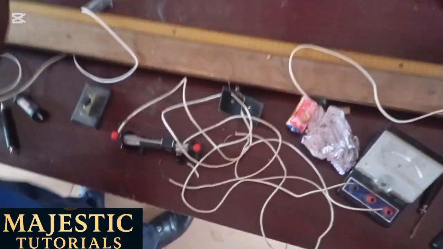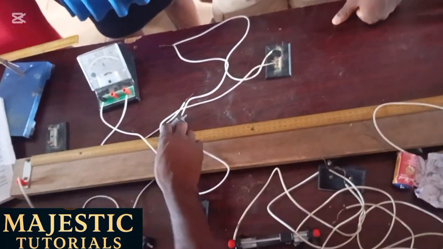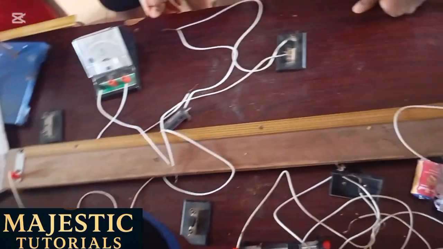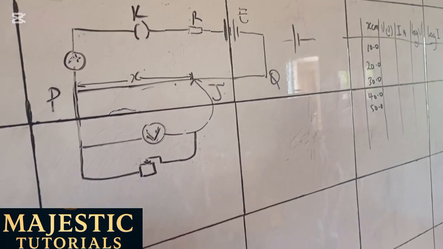Now we want to join the wires. If you look at the diagram, you will see that one wire from the ammeter, you pick the ammeter.